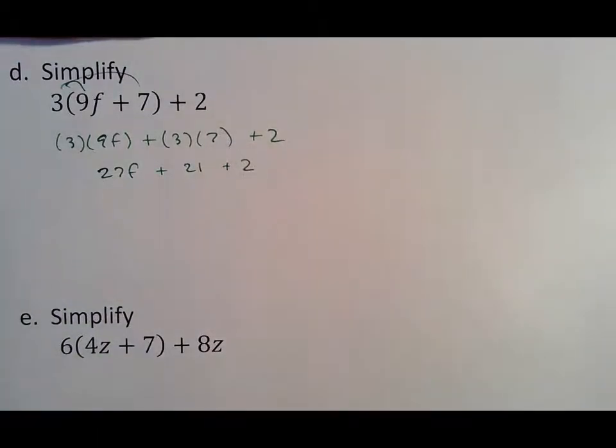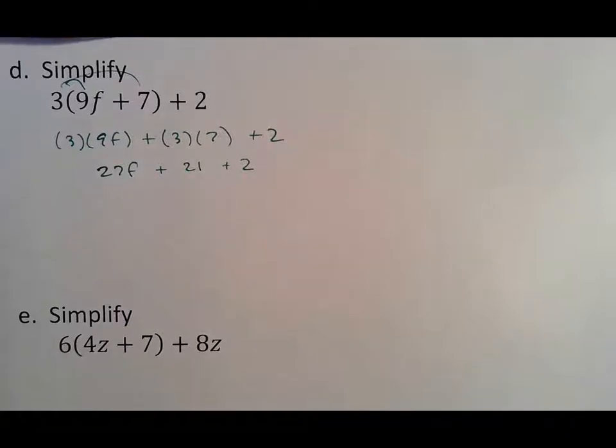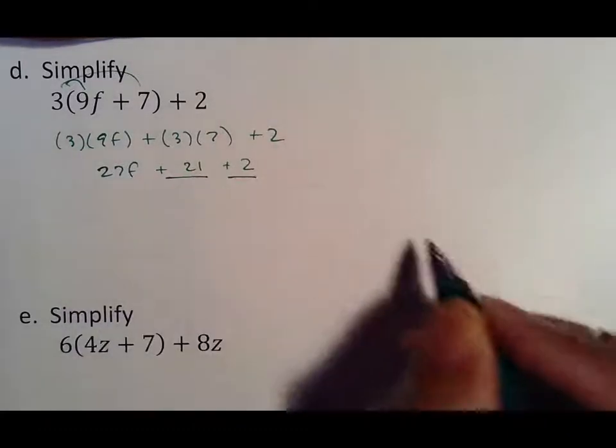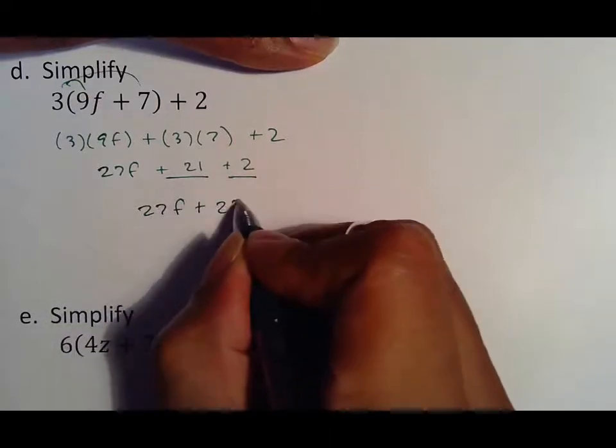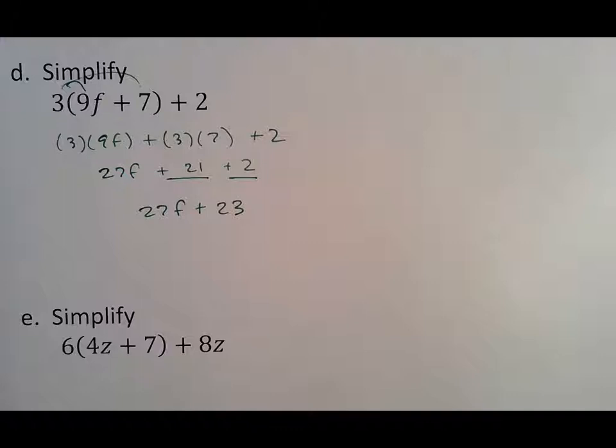Now look at what we have here. Can we simplify this? Can we put two things together? In my opinion, yes. These two constants can go together. So that ends up being 27f plus 23, which is where we need to go with this. Alright?